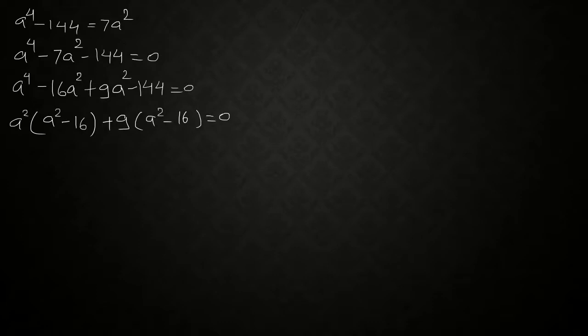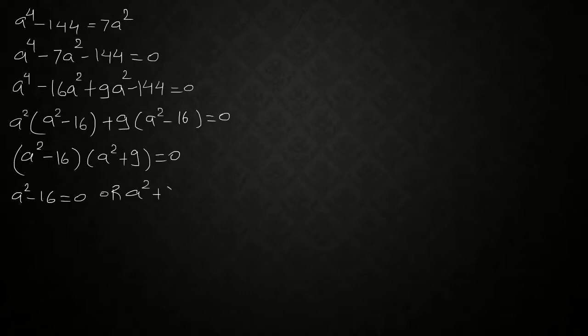Now take the bracket common. Simple factorization we are doing. a² minus 16 multiplied by a² plus 9 is equal to 0. So in the next step we get a² minus 16 is equal to 0 और a² plus 9 is equal to 0. So a² का वैल्यू आपको मिला 16 और a² का वैल्यू आपको मिल रहा है -9.